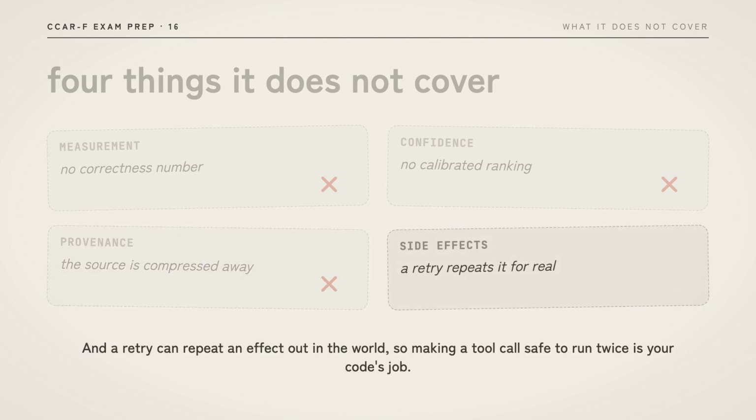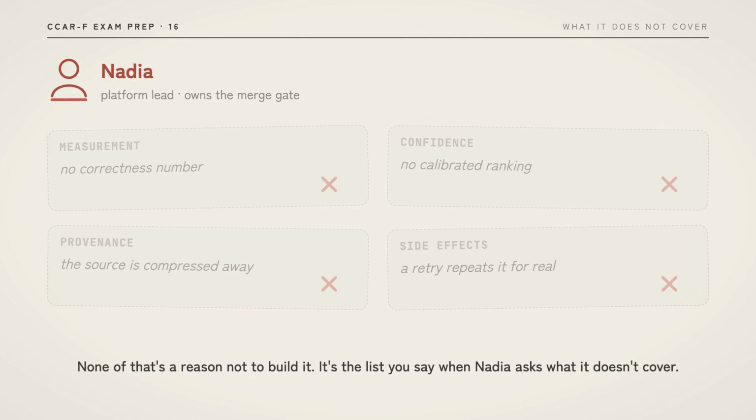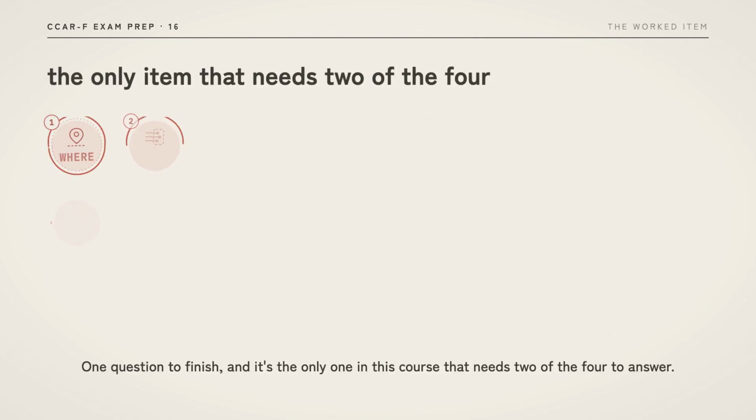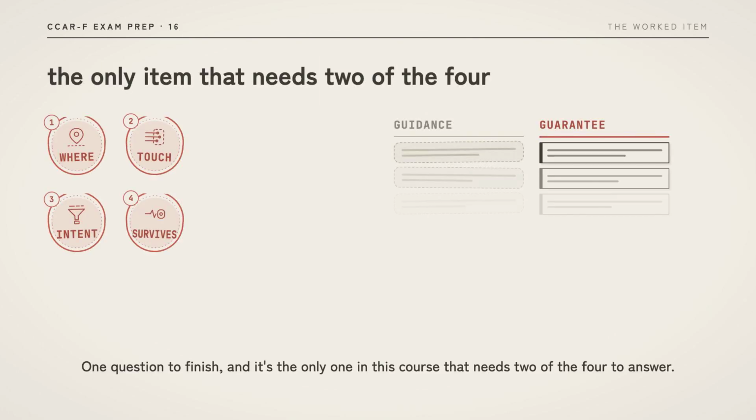And a retry can repeat an effect out in the world, so making a tool call safe to run twice is your code's job. None of that's a reason not to build it. It's the list you say when Nadia asks what it doesn't cover. And one exam item sits right on that edge. One question to finish, and it's the only one in this course that needs 2 of the 4 to answer.